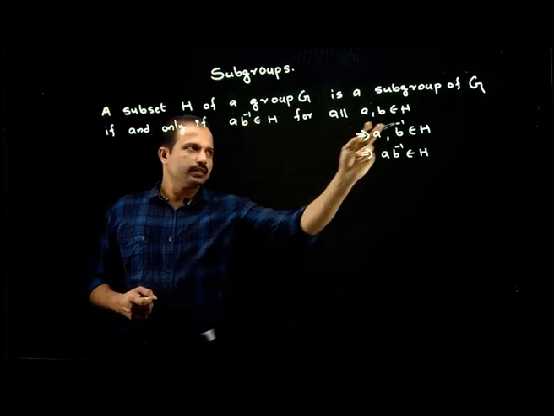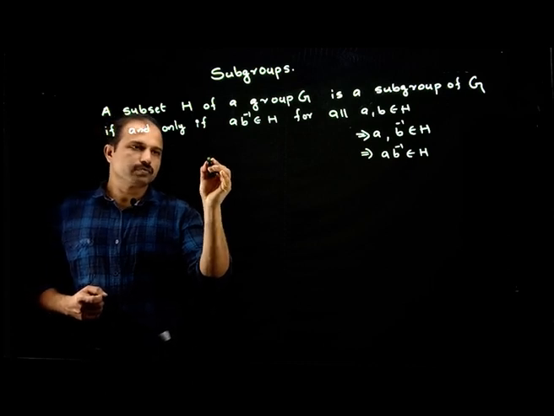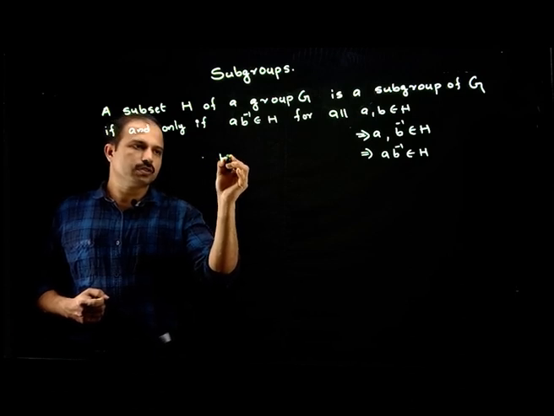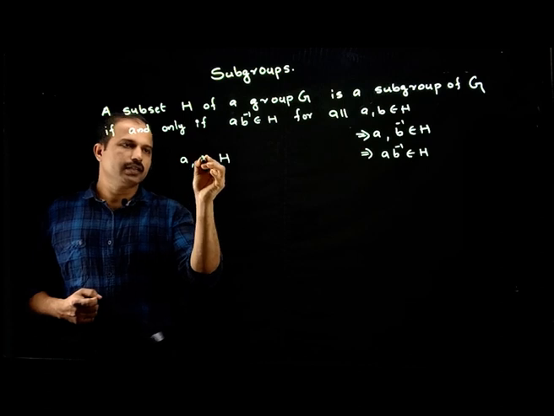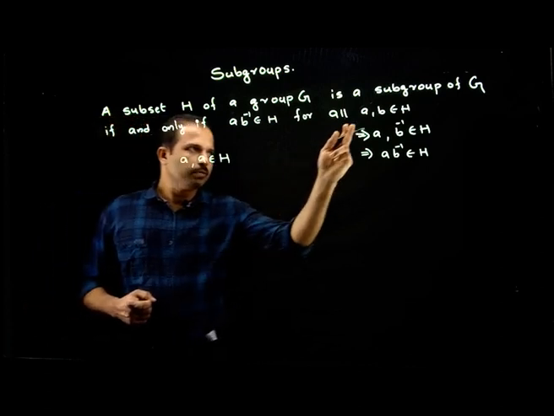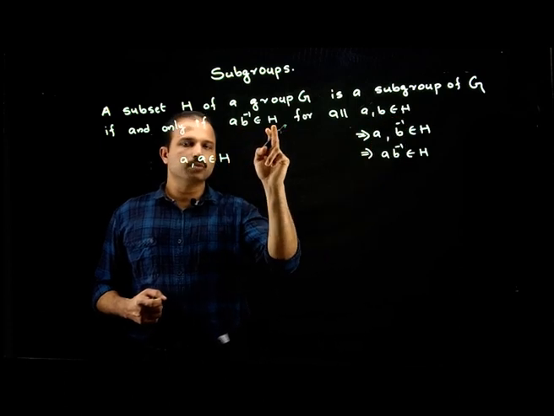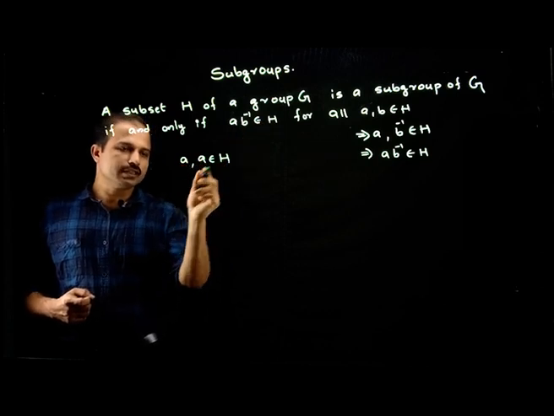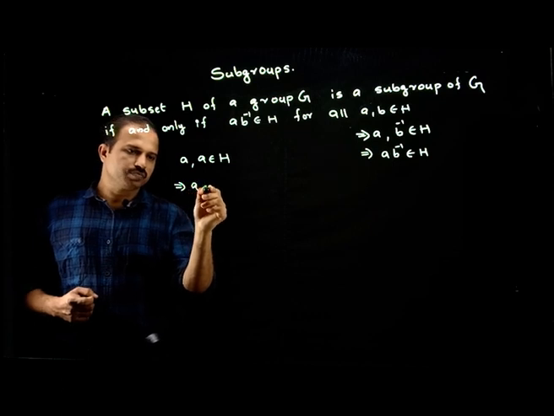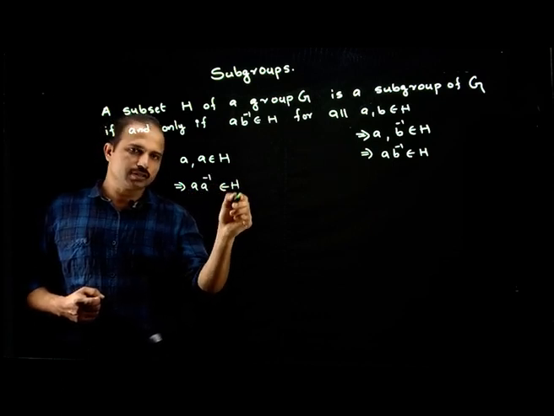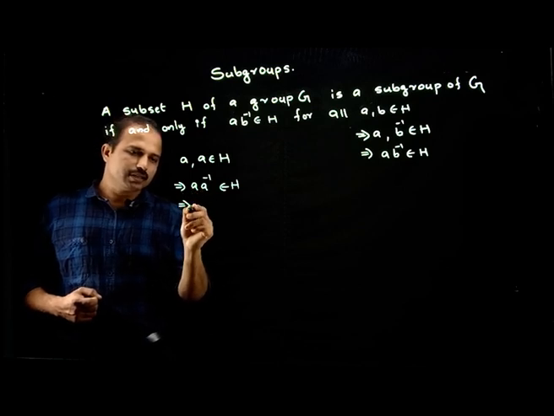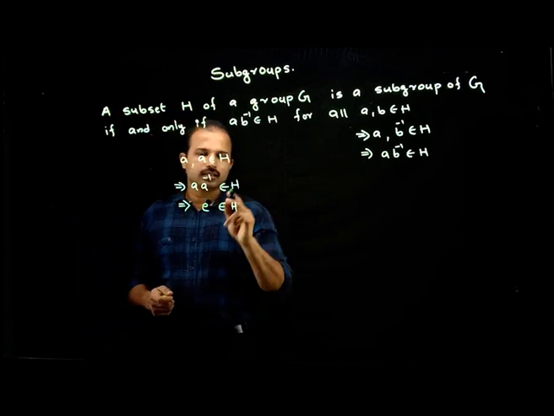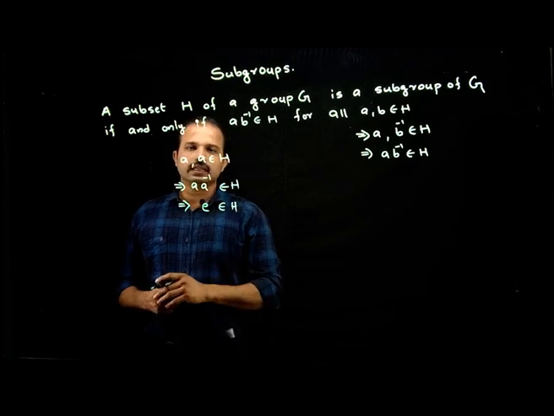Now, using this condition, I am choosing two elements A and A from H. AB belongs to H implies that AB inverse belongs to H. Now the elements we have chosen are A and A from H. Then by using this condition, this implies that A inverse belongs to H. Now A inverse is the identity element E. That means E belongs to H. So the identity element E is an element of H.